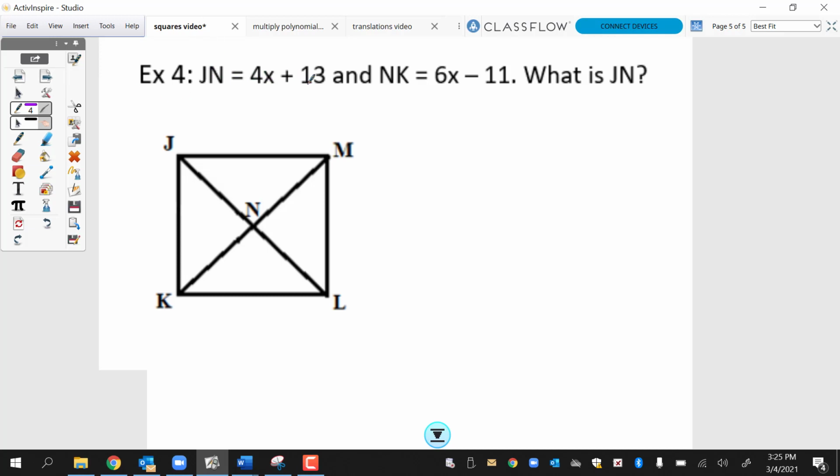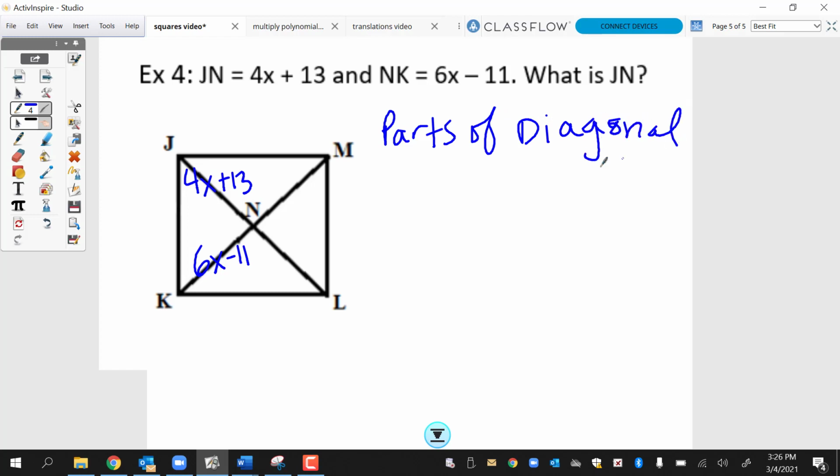All right, last example. They said JN equals 4x plus 13. So we are going to label this in our picture. On JN, I'm going to put 4x plus 13. Great. And NK right here is 6x minus 11. What is JN? So what did they give me? Well, they gave me parts of diagonals. I know it's not the whole diagonal, because the whole way across would be J to L, and they only gave me J to N.